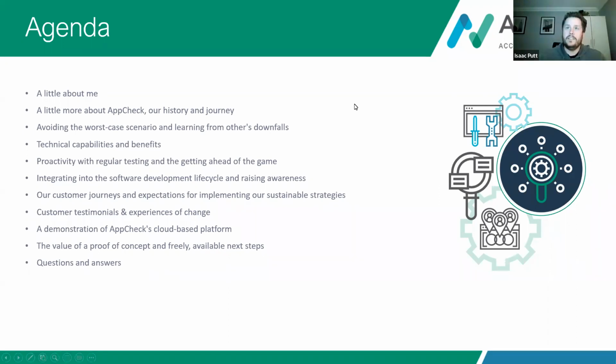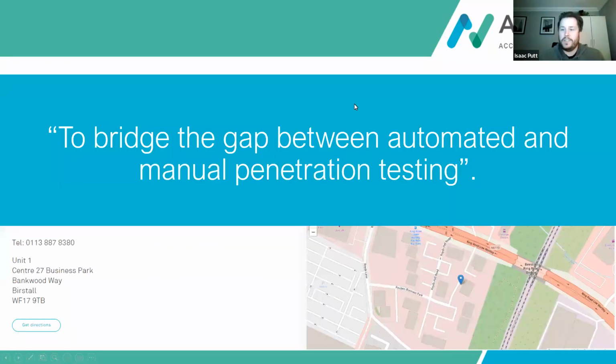So today's agenda is pretty much our mission statement, which is to bridge the gap between automated and manual penetration testing. AppCheck's based just outside Leeds. We're a UK company, born and bred and supported by our team based out of our head office, as you can see there in Bristol.